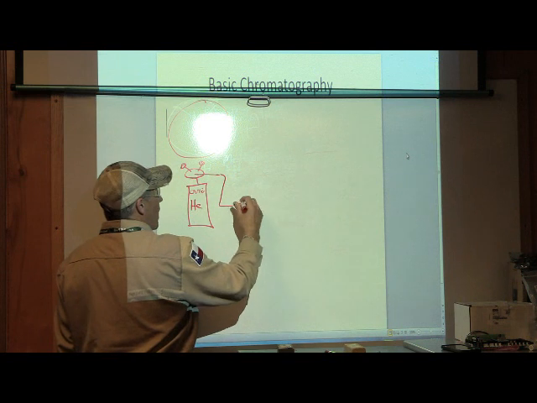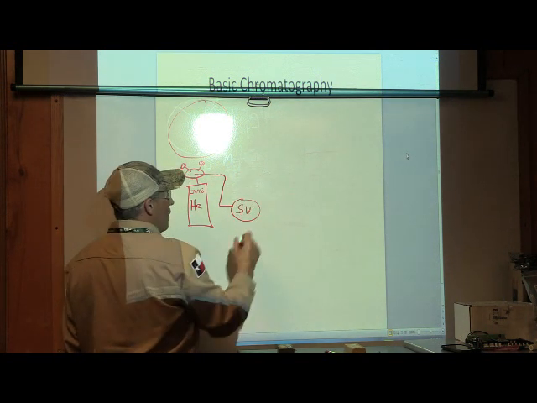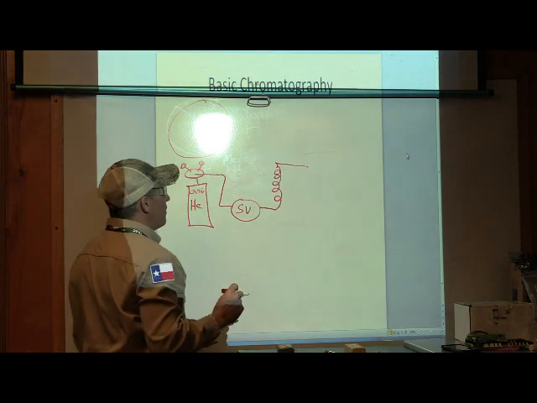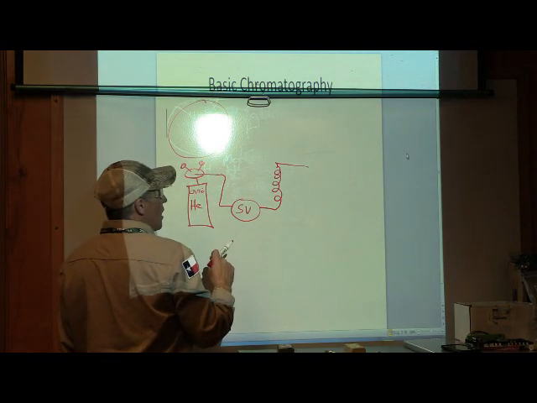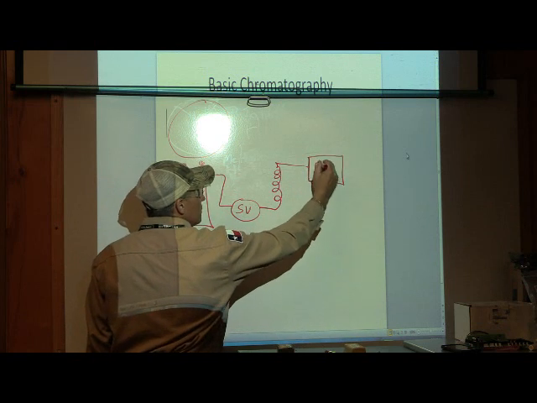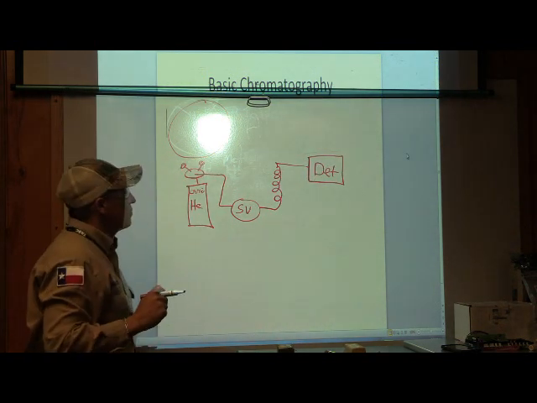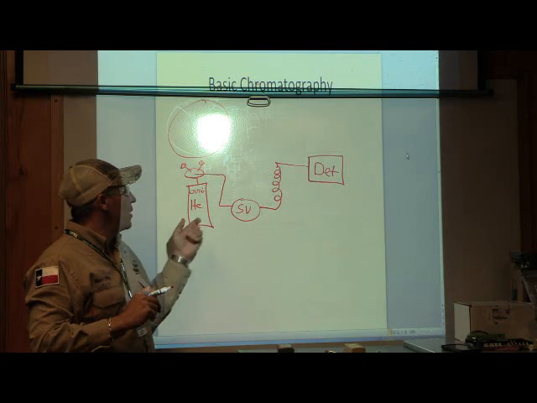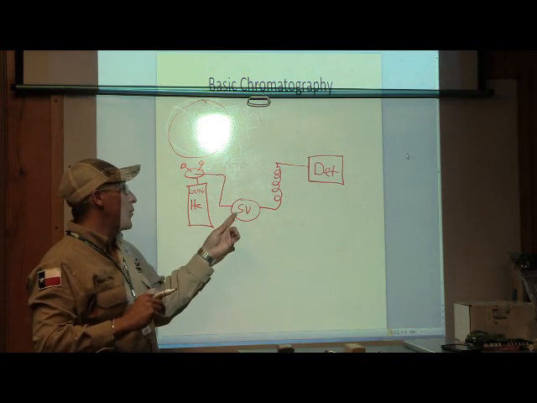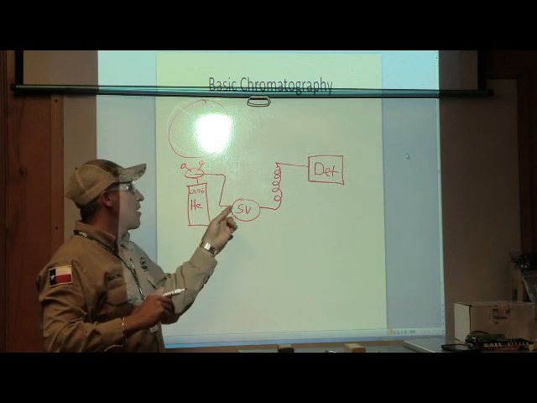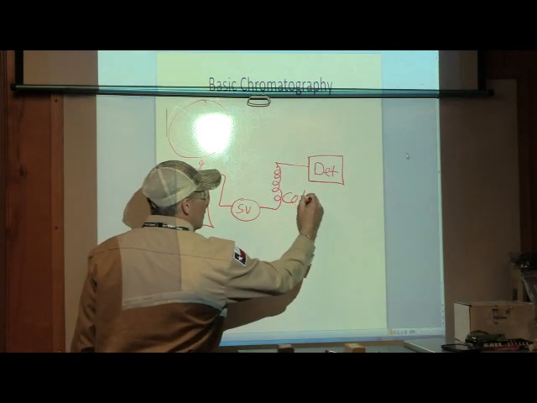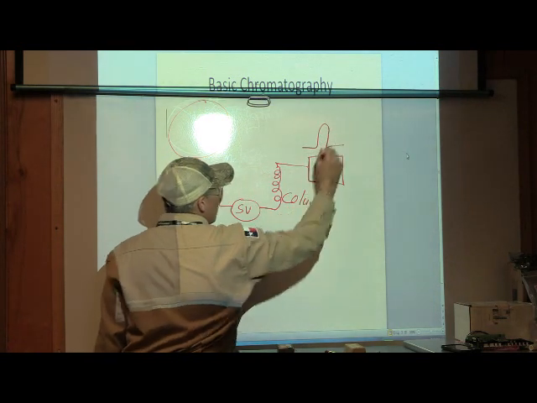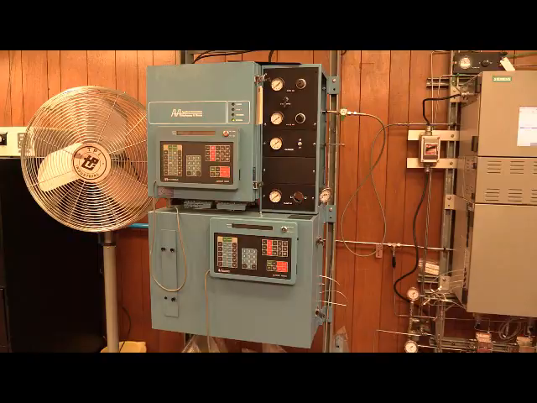We are going to have a sample valve. We are going to have a column to separate out the components. And we're going to have a detector. That's pretty much the basic GC. Carrier gas, push everything through, sample valve. We're going to have a sample. We're going to inject it. We're going to push it with the carrier gas through a column, and then go to a detector to get measured, where we will see how much it was.